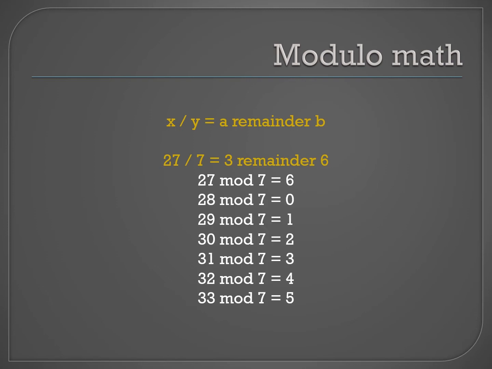And if we increase the number to 28, 29, and so on, we end up with these different mod numbers. Now notice that these are all numbers from 0 through 6. And when we get to 34, we circle back around to a remainder of 6.